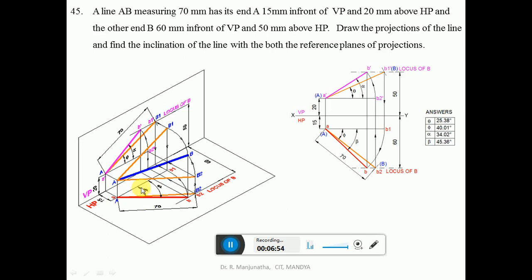Now similarly, we want to find out the front view inclination. So we have to take the true length in HP. True length in HP means the line is parallel to HP. When the line is parallel to HP, we can see the true length in HP. So AB2, this is the true length in HP. With A as center, by taking the radius of AB2, you rotate the point B2 such that this will cut the locus of B in the front view in space. So that means this is the line wherein when it is projected, it will cut the locus of B in the front view at this point.